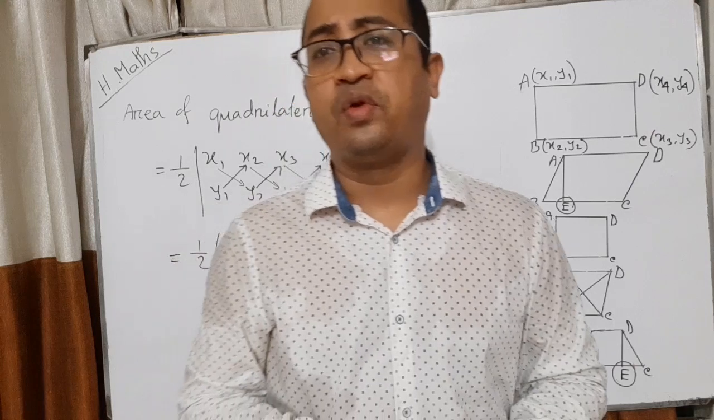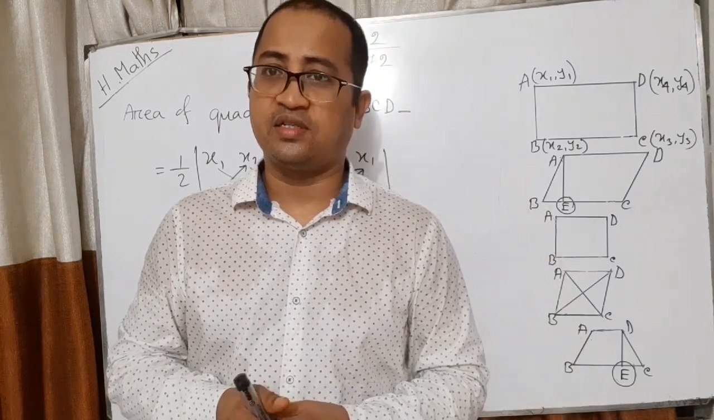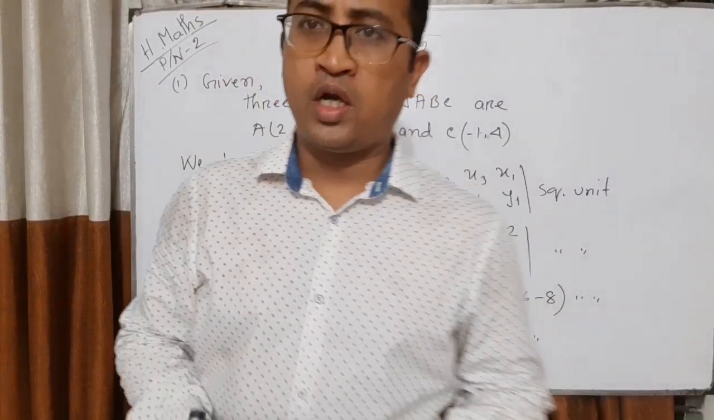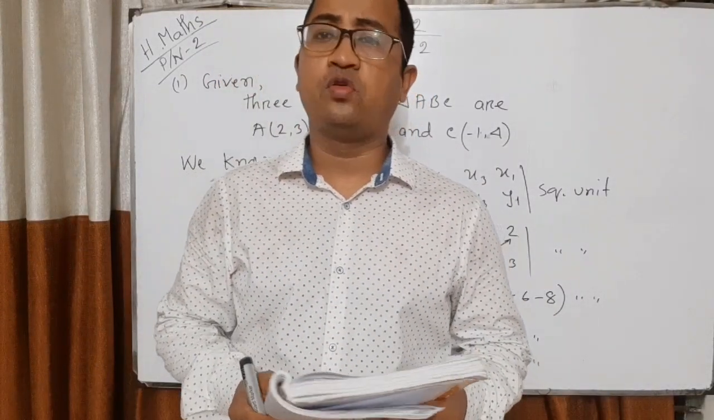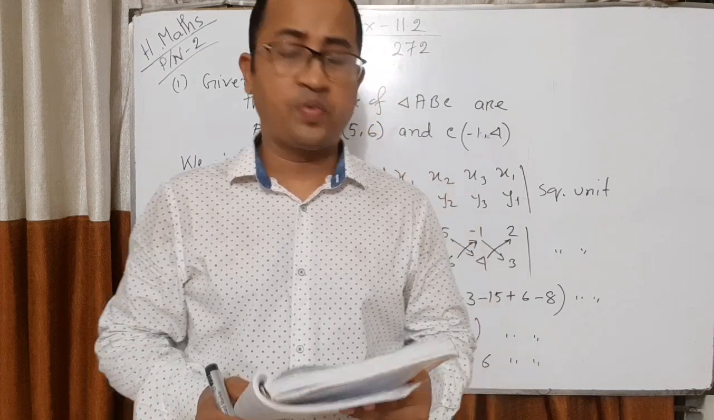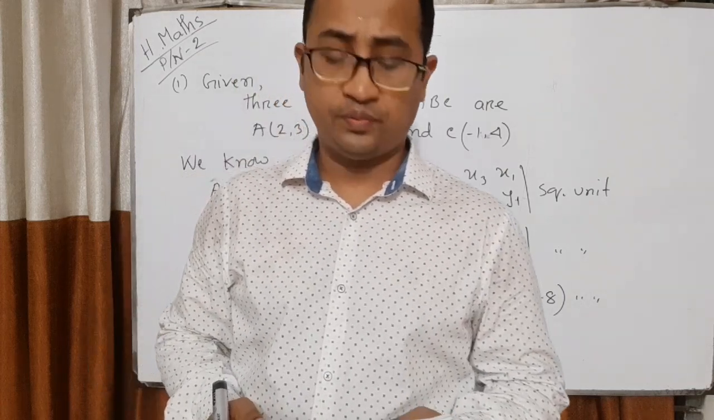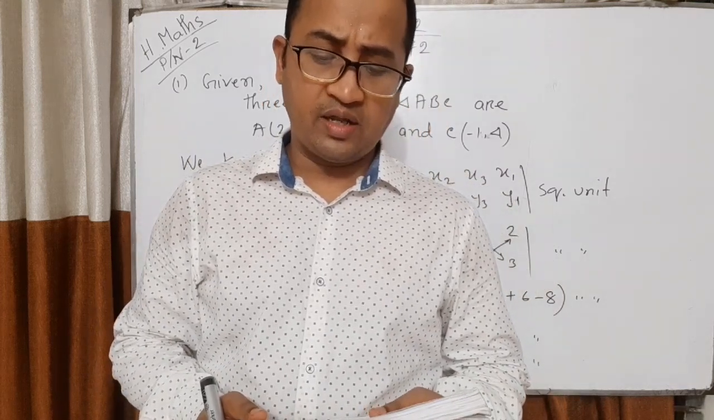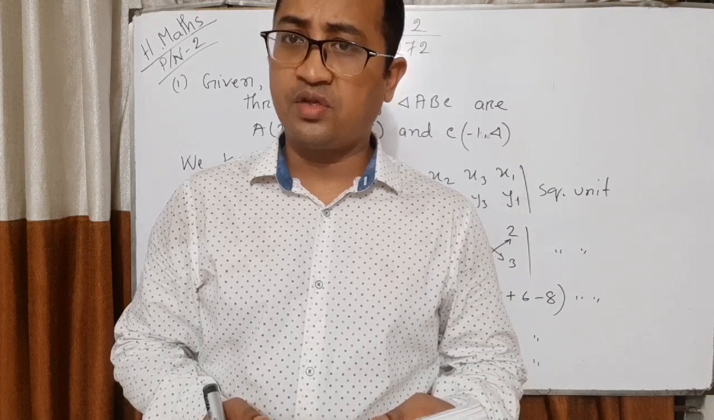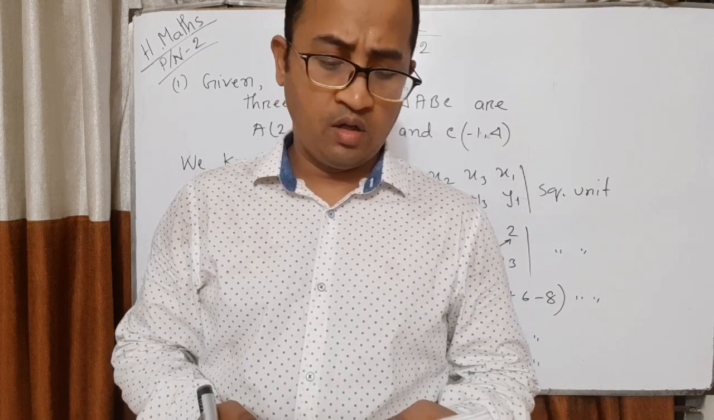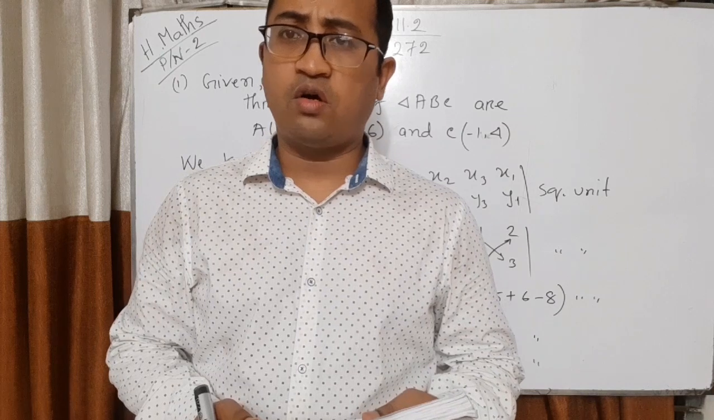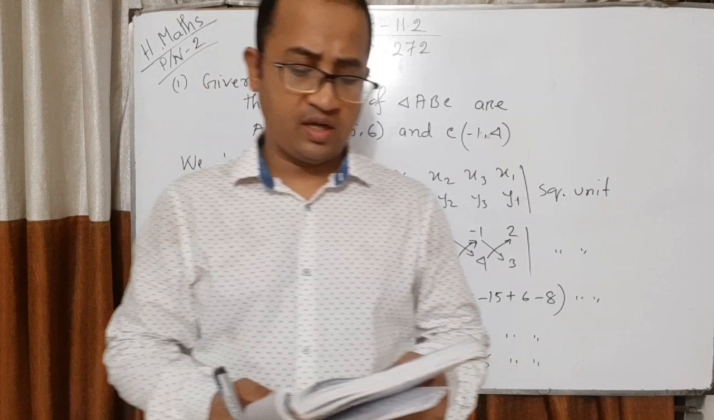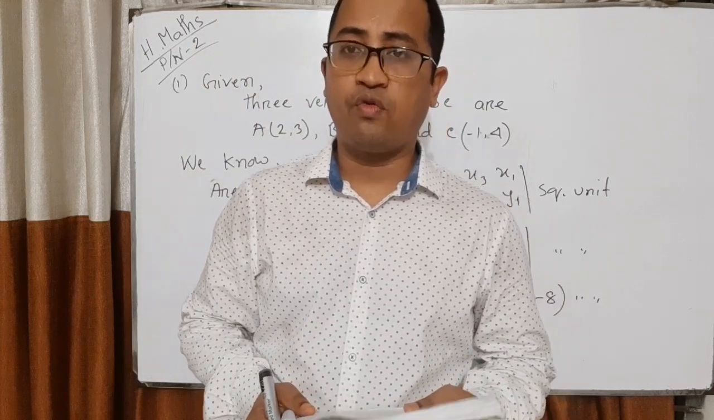Now I will solve some math from your exercise in this chapter. My dear students, please take your book and open page number 272. Look, question number 2. In each case, find the area of the triangle ABC. The coordinates of the three vertices are given: A (2, 3), B (5, 6) and C (-1, 4).